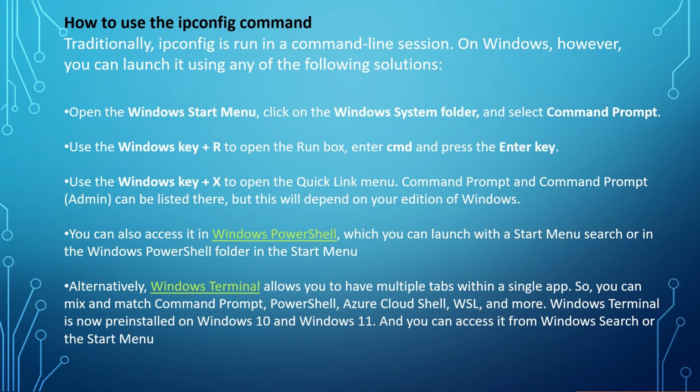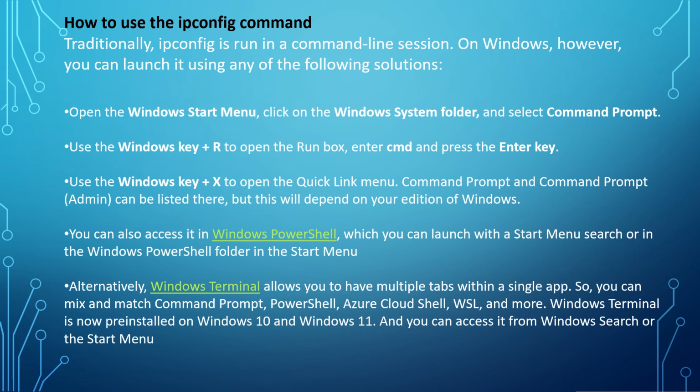How to use the ipconfig command? Traditionally, ipconfig is run in a command line session. On Windows, however, you can launch it using any of the following solutions. 1. Open the Windows Start menu, click on the Windows System folder, and select Command Prompt. The other way is to use the Windows key plus R to open the Run box, and then enter CMD and press the Enter key. Another way is to use the Windows key plus X to open the Quick Link menu. Command Prompt and Command Prompt (Admin) can be listed here, but this will depend on your edition of Windows.